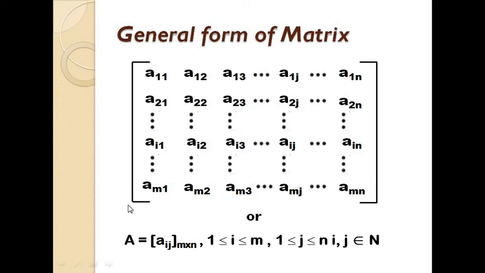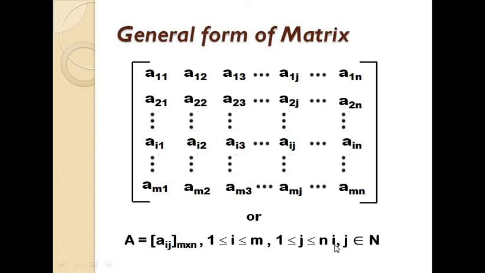This matrix can also be represented as A is equal to [Aij], and the order of the matrix is written below the square bracket. So Aij means there are m into n elements, and each element can be obtained by replacing the values of i and j. One more thing: the value of i varies between 1 and m, that means the lowest value of i is 1 and the maximum is m. Similarly, the lowest value of j is 1 and the highest value of j is n.